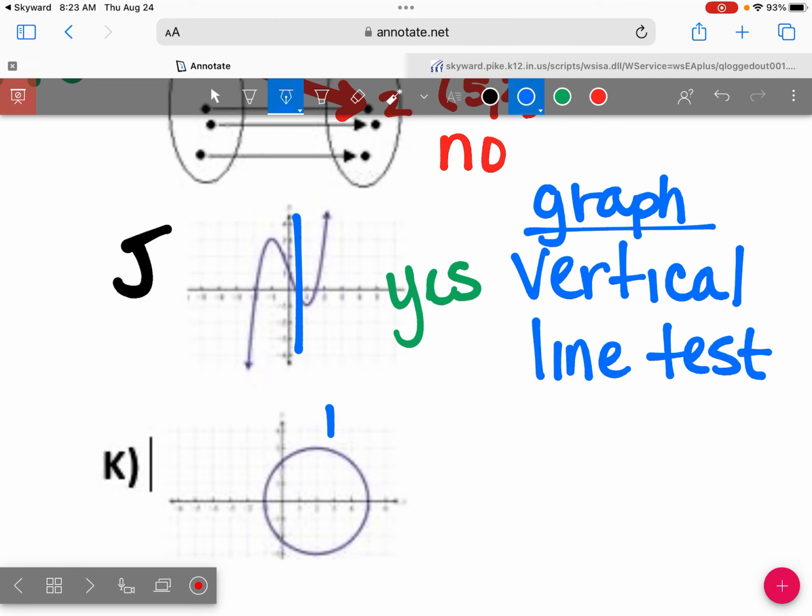But if I draw a vertical line through the circle, how many times does that vertical line go through the circle? Twice. So that failed the vertical line test, so that would be a no.